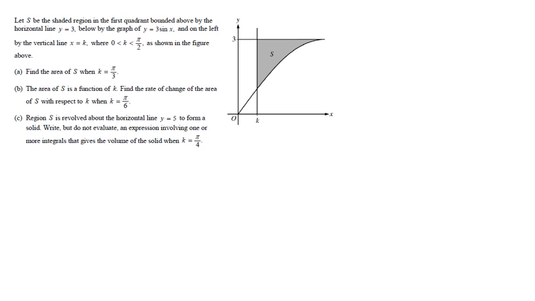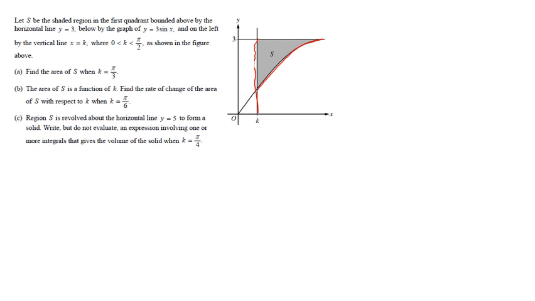Okay, so here's number one. It says, let S be the shaded region in the first quadrant, bounded above by the horizontal line y equals 3, below by the graph of y equals 3 sine of x. So that's this part right here. And the vertical line x equals k, which is right here. In this problem, k is going to change a couple of times. In fact, it's going to be 3 different values for each of the 3 different parts of this question. So the first part says find the area of S when k is equal to pi over 3.